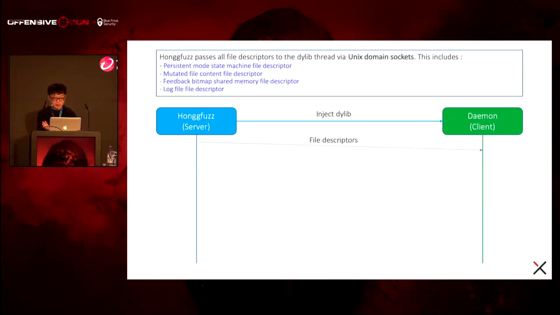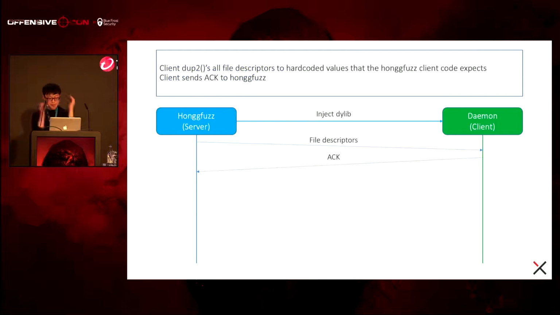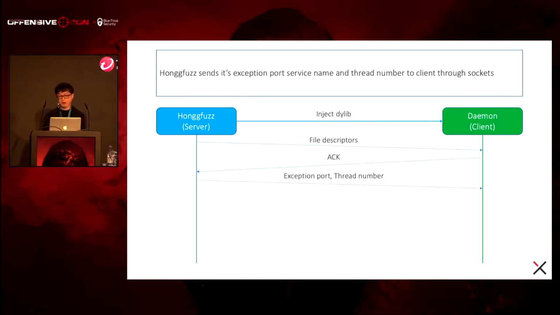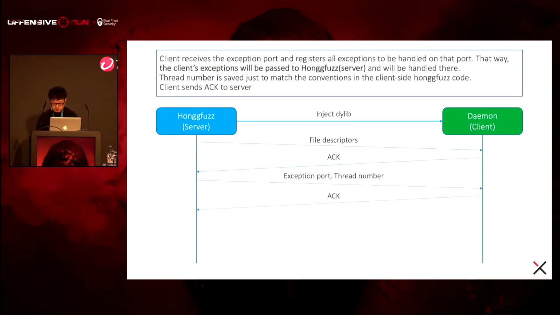The dynamic library runs its constructor and waits for Honggfuzz to pass all of its file descriptors. Honggfuzz passes several of its file descriptors that are relevant to fuzzing through Unix domain sockets. The client duplicates all the file descriptors into hard-coded file descriptor values that Honggfuzz expects. Honggfuzz then sends its exception port service name and thread number through a TCP socket. The client receives the exception port through launchd and registers all exceptions to be handled through the exception port on the Honggfuzz server side.